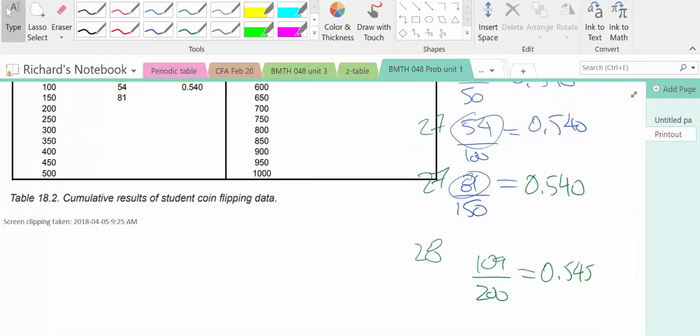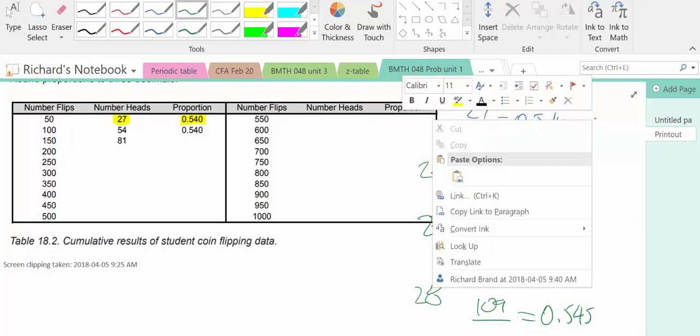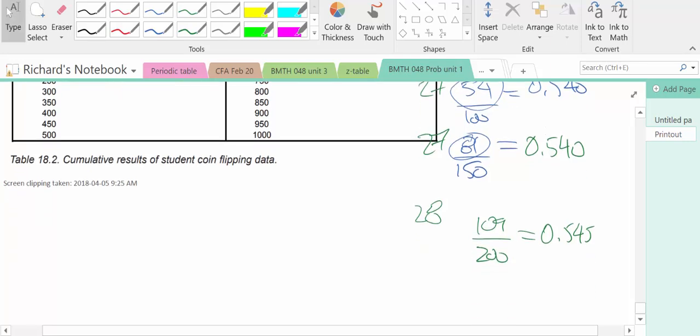So this is student number 1. Student number 1 ended up with a ratio of 0.540. Student number 2 also had 27 heads. The ratio stayed the same, 0.540. Student number 3 also had 27 heads. The ratio stays the same as 0.540. Student number 4 had 28 heads.